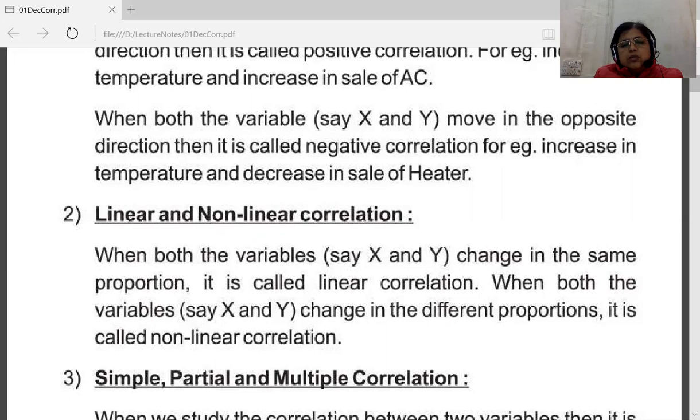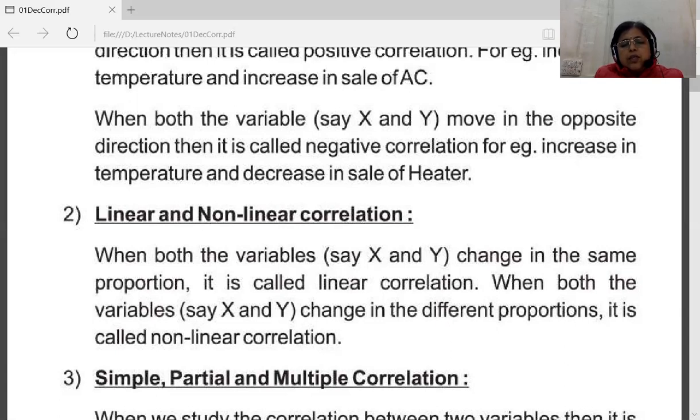And the relationship can be expressed in terms of a single power equation in the two variables. If the power of the variables in the equation is 1, then it is a linear relationship. And if the power of the variables in the equation is not 1, it is more than 1, like 2 or 3, then it is a non-linear correlation.